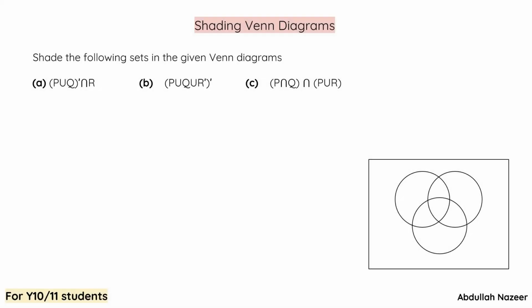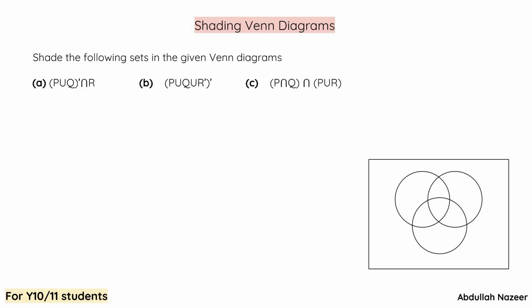In this video, we'll be shading regions in Venn diagrams involving three sets. We'll be using the same method, which I called the numbering method, which we discussed in the previous video on shading Venn diagrams with two sets. If you haven't watched that video already, I highly recommend that you do so before watching this one. You can find the link to that video on the top right corner of your screen or in the description below. So let's try this example.